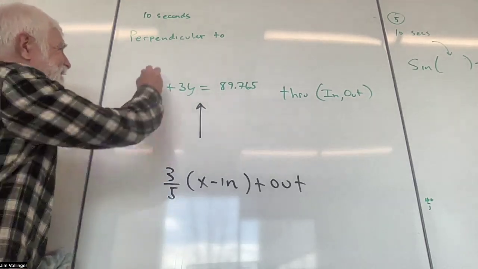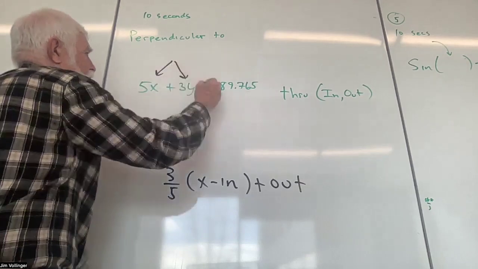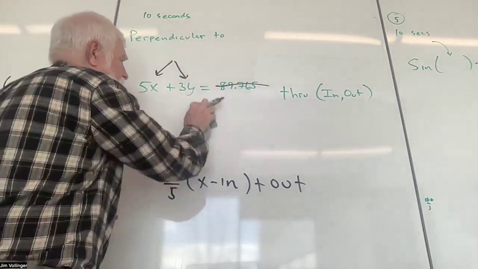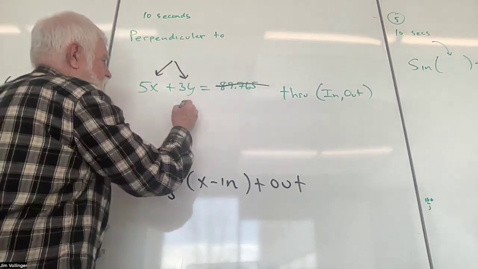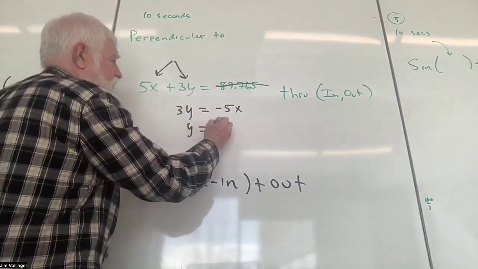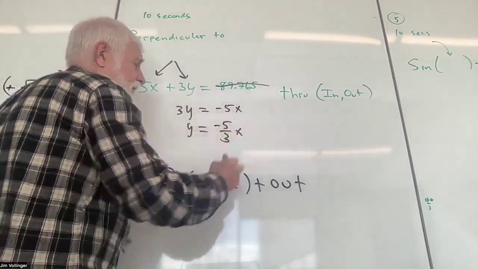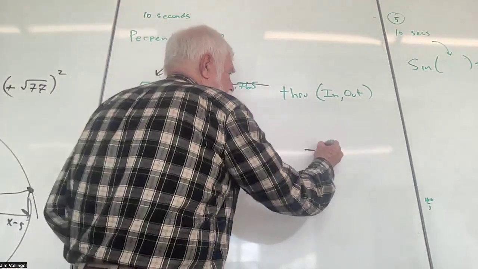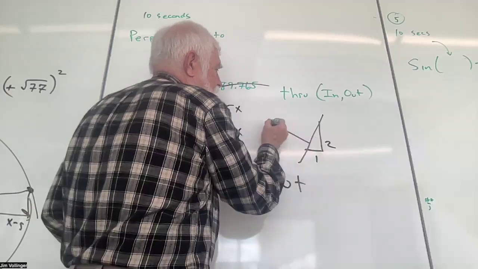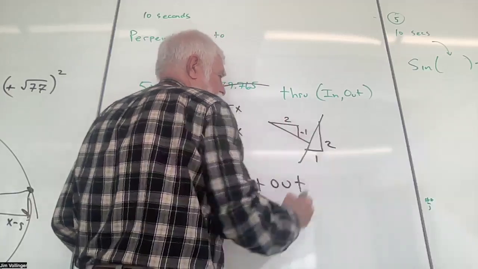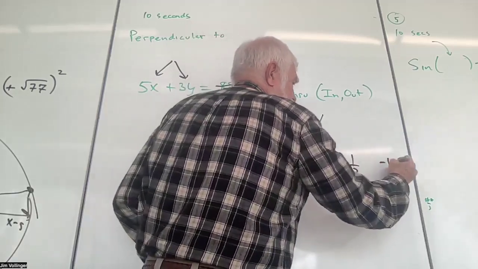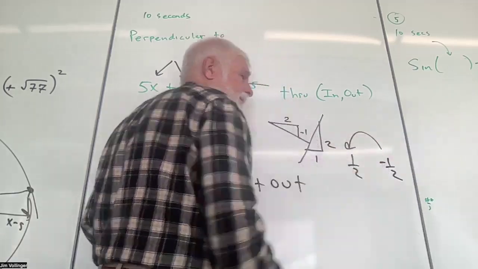Slope of a line is the interplay of inputs and outputs. It has nothing to do with the constant. So therefore, how would I get y alone? Well, first off, 3y is equal to negative 5x, and therefore y is equal to minus 5/3 x. And if I go over 3 and down 5, that's a slope of a line. Perpendicular is over 5 and up 3. So you see the negative reciprocal.